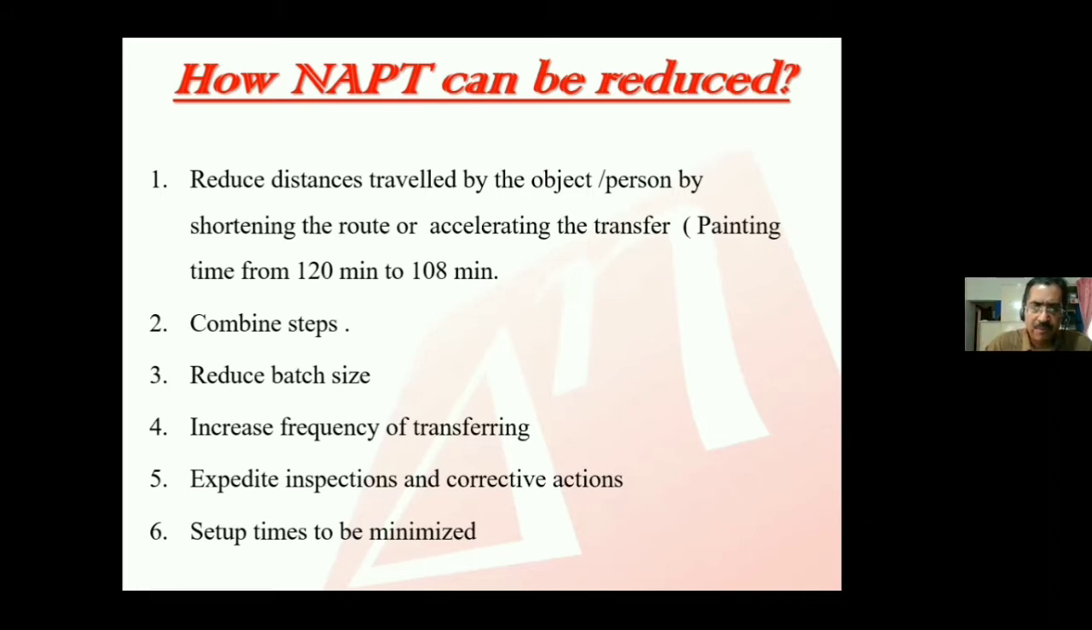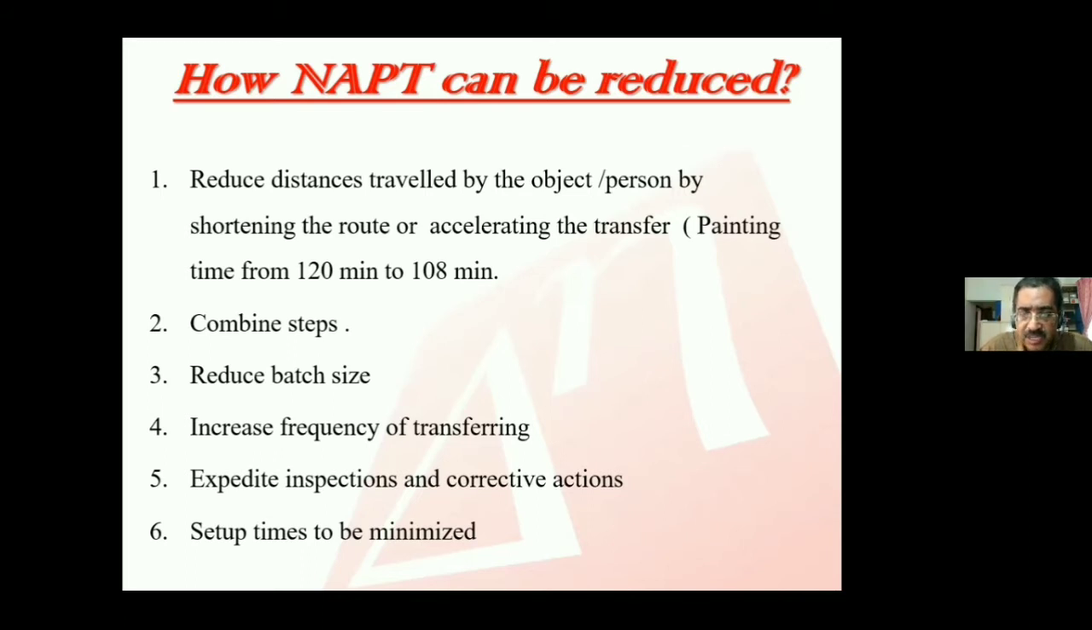Now, how can NAP be reduced in a process? If we are analyzing the steps in a process, you will find that there are three kinds of activities. One is transfer of material from point A to point B. This is a no action point because no change happens to the material when it is transferred from point A to point B, whatever the distance is.